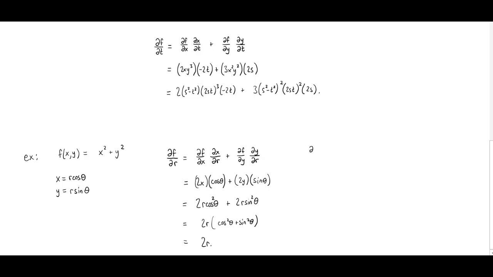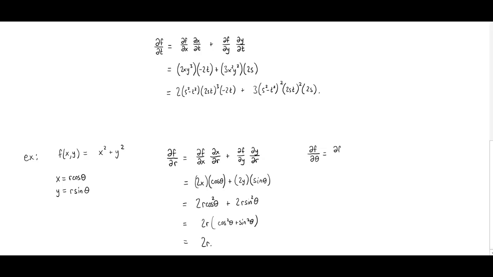Okay, let's also do the partial f with respect to theta. So would that be the answer to what? Yeah, for the partial f with respect to r. Oh, okay. Let's look at the derivative with respect to theta as well, all right?